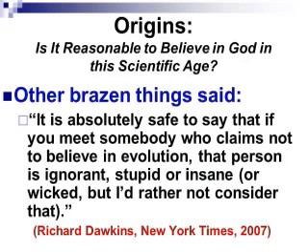Here's another brazen thing said more recently by Richard Dawkins in the New York Times. "It is absolutely safe to say that if you meet somebody who claims not to believe in evolution," and I'll interrupt the quote and say to you what he means by evolution is that all living things have come from a common ancestry by natural causes, without the necessity of a designer at all. So he says, if you meet somebody that claims not to believe in that picture of how we got here, "that person is ignorant, stupid, or insane, or wicked. But I'd rather not consider that."